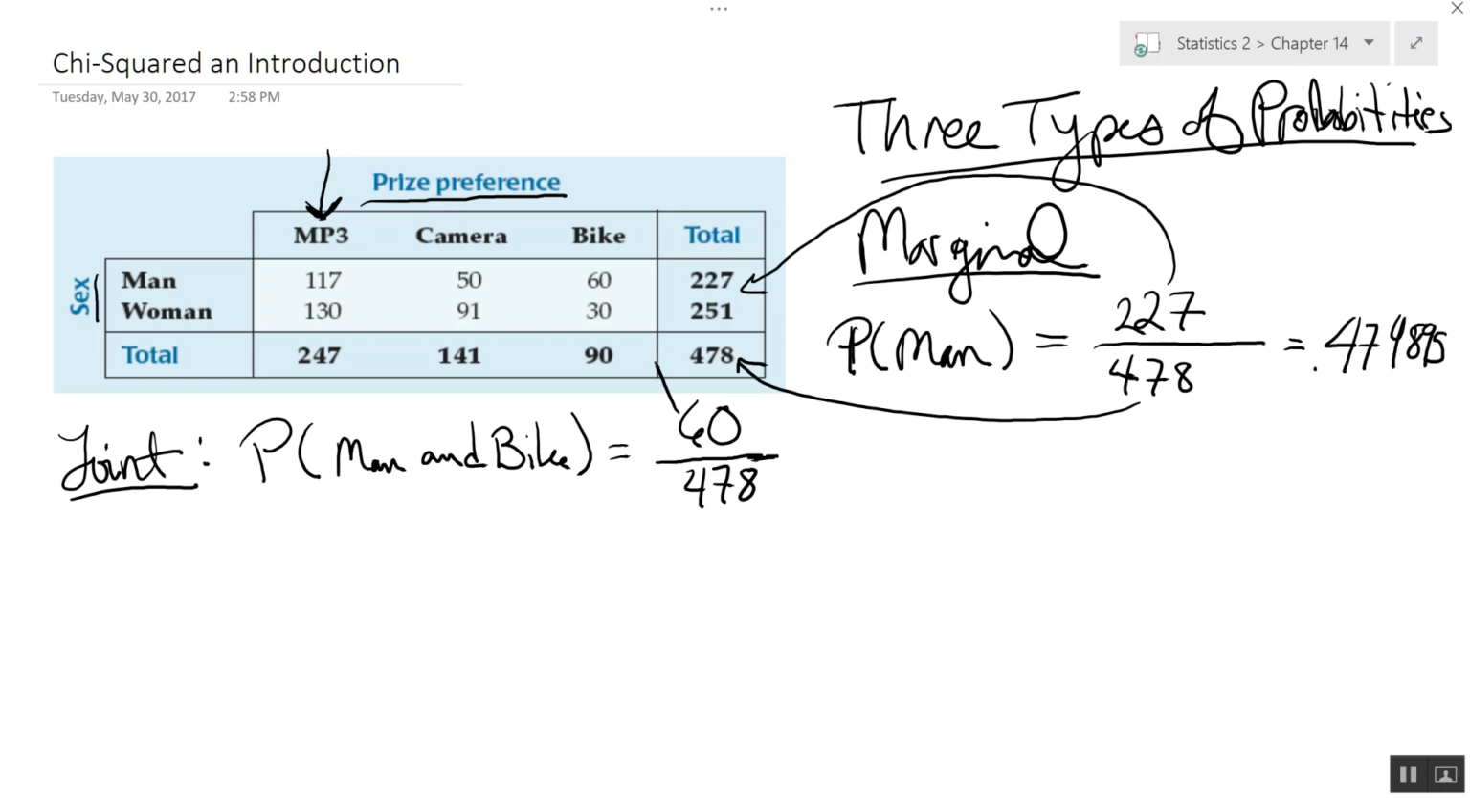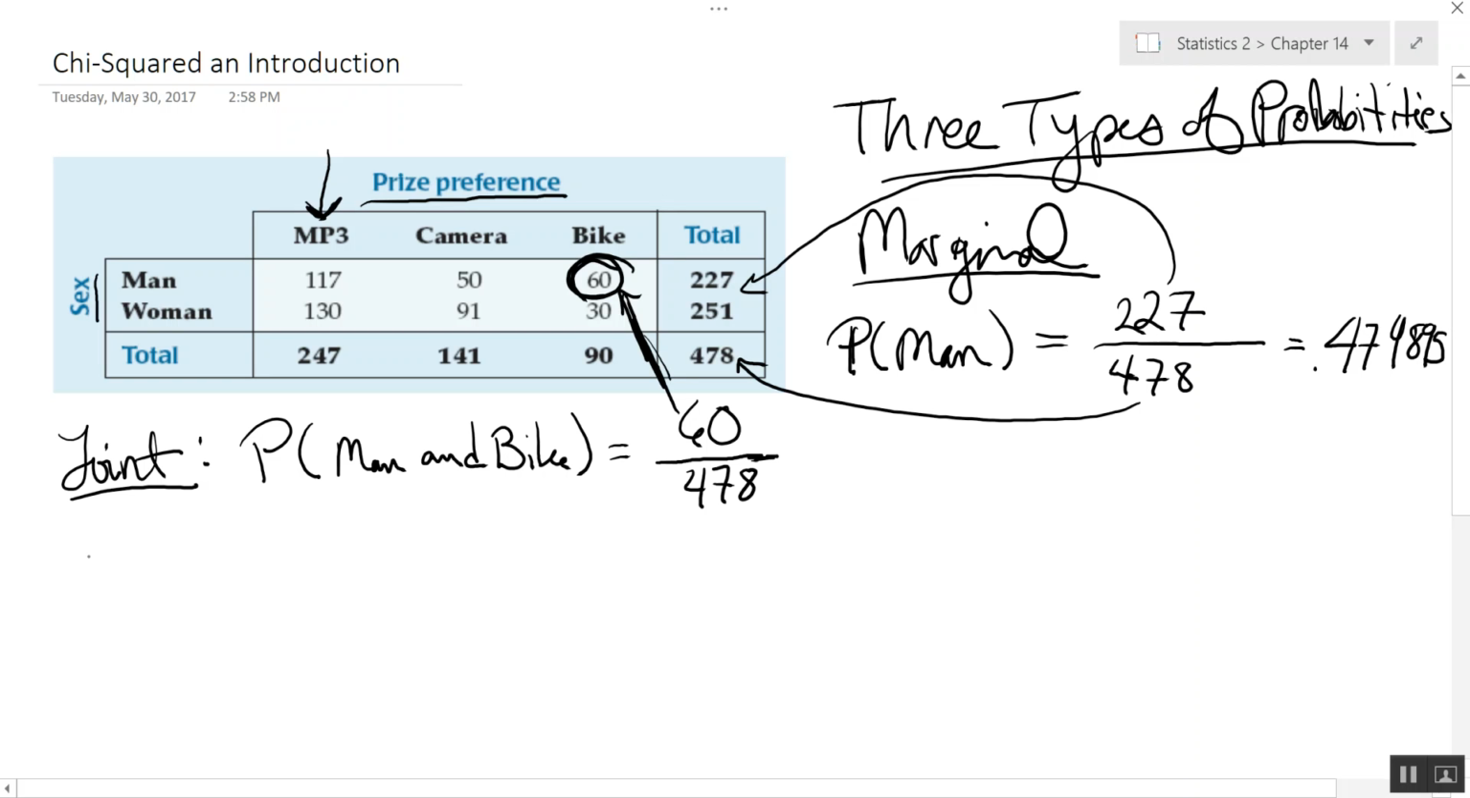There we go. Not from a margin. And that's a very typical characteristic of a joint probability.